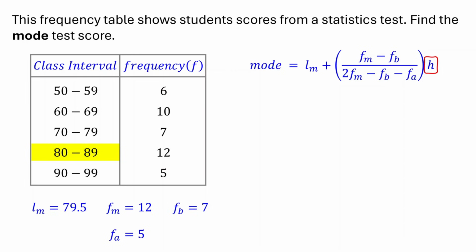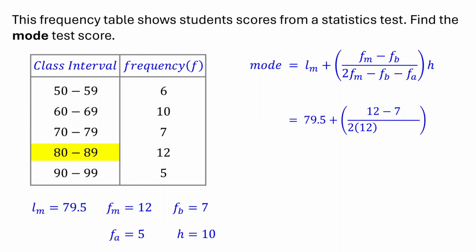Finally, find the class width. To do this, subtract the lower limit of one class from the lower limit of the next class. For instance, in this class, the lower limit is 60, and in the next class, the lower limit is 70. So the class width is 70 minus 60, which equals 10. Note that since all the classes have equal ranges, no matter which 2 consecutive classes you pick, the class width will always be the same.